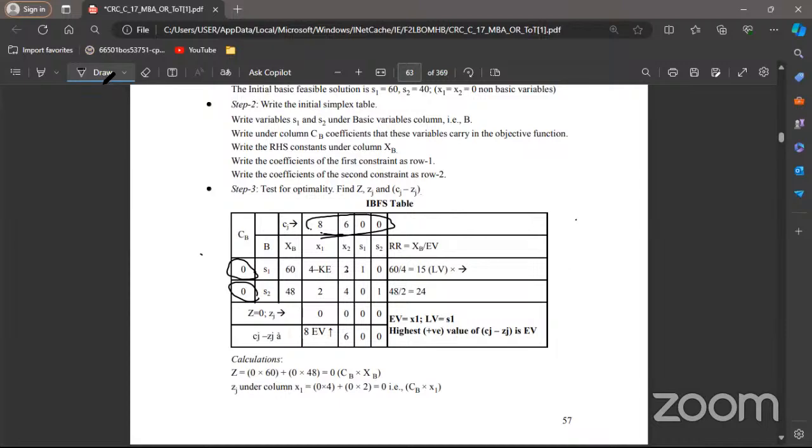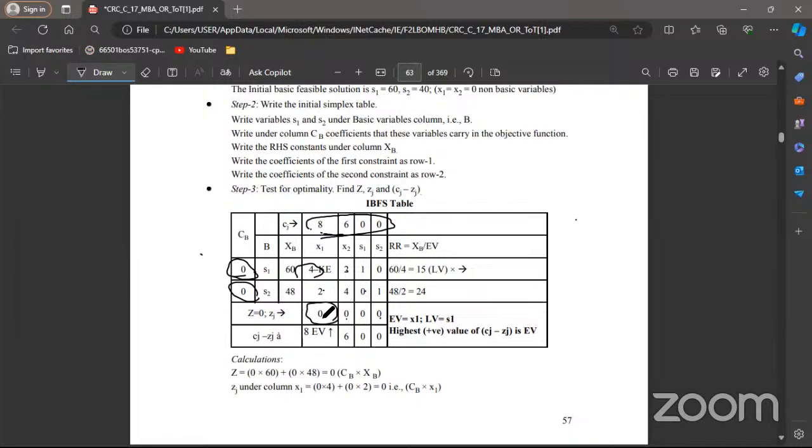I will tell you how to calculate the ZJ value. ZJ is nothing but 4 into 0 plus 2 into 0. 4 into 0 plus 2 into 0 is how much? 0. Then 2 into 0 plus 4 into 0. 0. Then 1 into 0 plus 0 into 0. 0. 0 into 0 plus 1 into 0 is how much? 0.